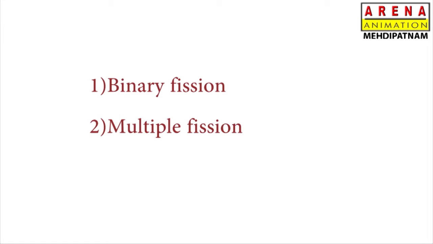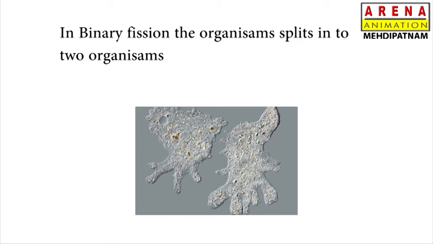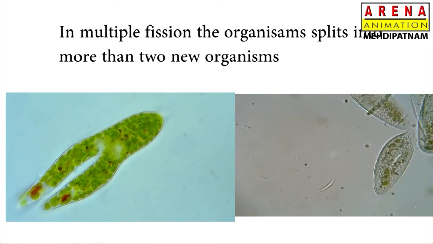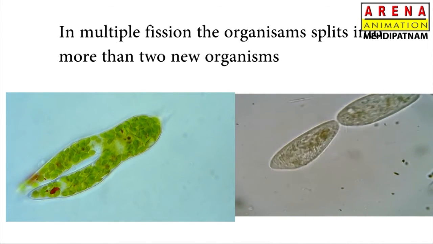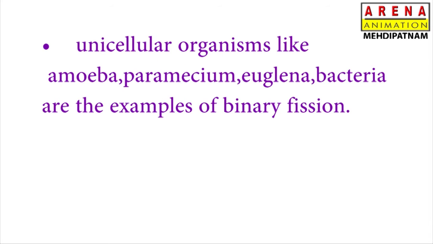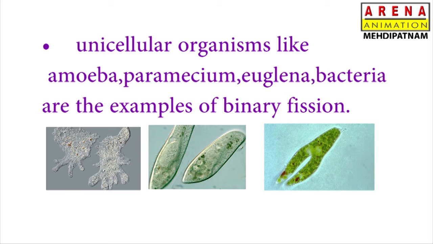Here we have two types of fission: binary fission and multiple fission. In binary fission, the organism splits into two organisms, and in multiple fission, the organism splits into more than two new organisms. In binary fission, two new individuals are formed. The nucleus divides only once. Unicellular organisms like amoeba, paramecium, euglena, and bacteria are examples of binary fission.